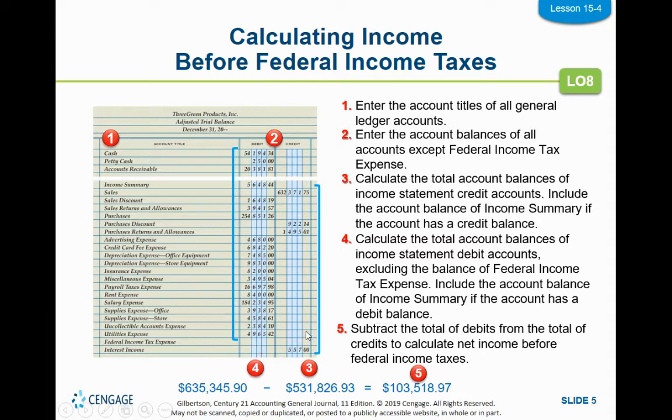So even though you can't see the totals down here, you would add those all up. This is going to be your total credits. This is going to be your total debits. You subtract the 2 and you get 103,518.97. That's your net income before federal income taxes.